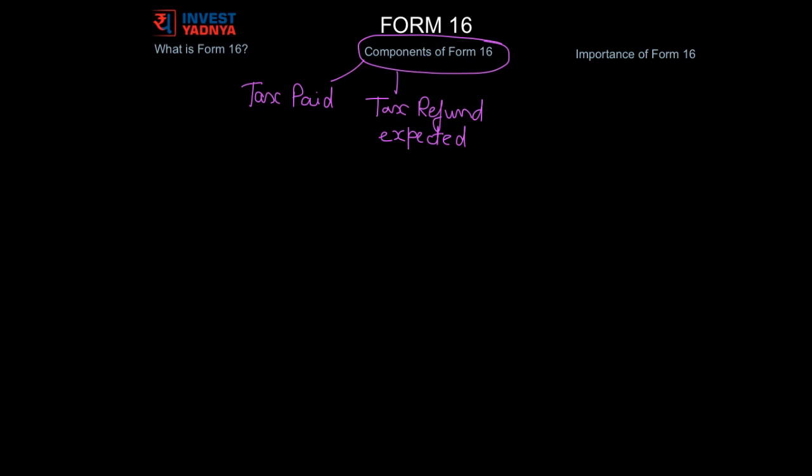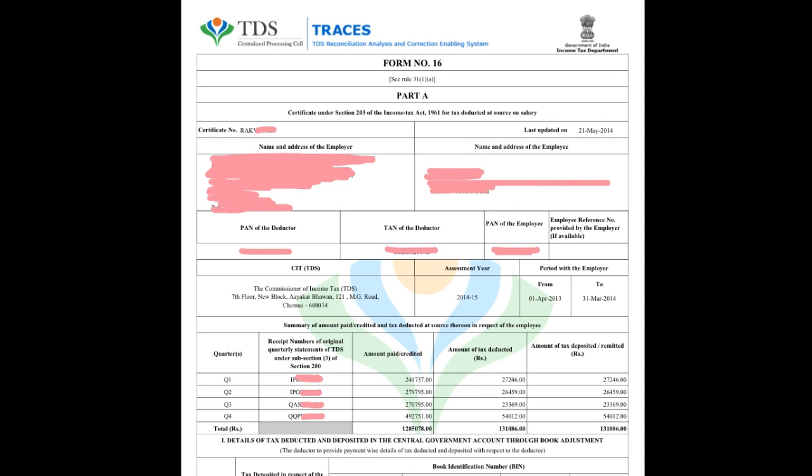Now we will discuss the components of Form 16. The components of Form 16 help us understand the tax paid and the probable tax refund we can get, and can also help in better tax planning next year. And most importantly, they can also assist us to file our income tax returns. Form 16 comprises mainly two sections. First is Part A. This is how Part A looks.